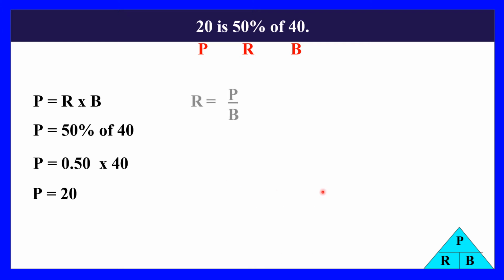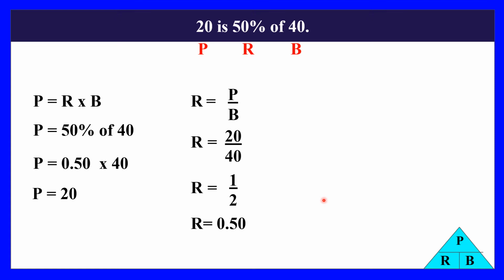Okay. Now, paano kung nawawala ang rate? So, rate here is P over B. Nasa taas yung P, sa baba yung B. And then, substitute ulit natin. So, P is 20, and then B is 40. So, this is 20 over 40. Reduce to the lowest term, that is just 1/2. And then, gagawin mong decimal, that is 0.5 or 0.50.